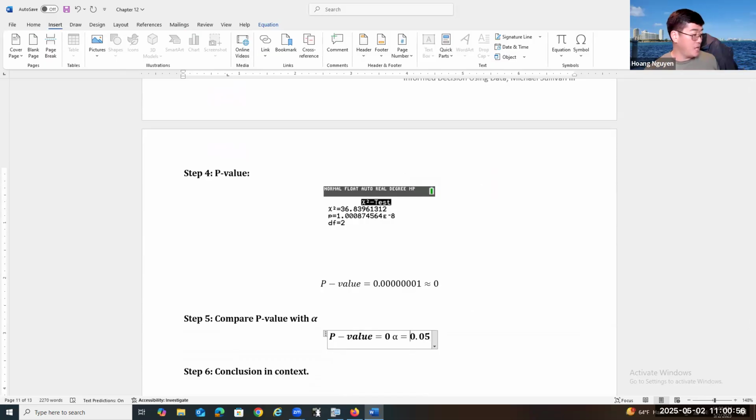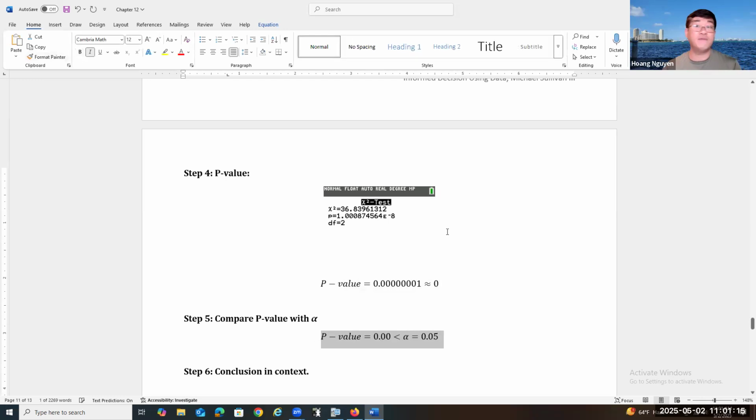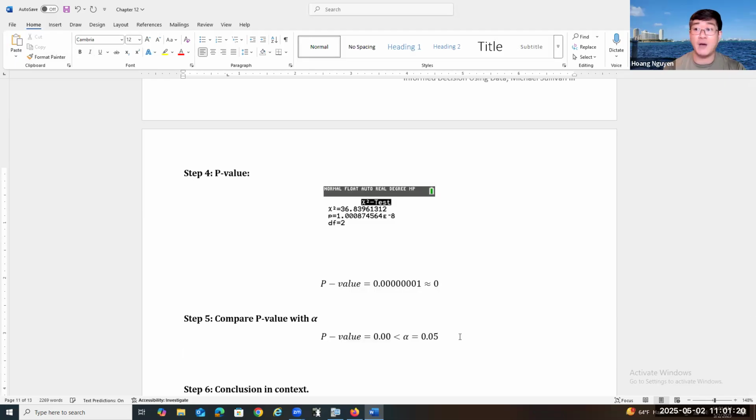Okay, so when you compare p-values and alpha, we can say that the p-value is less or more. So the p-value is actually less than alpha, right? The p-value is 0.00, so that's actually less than alpha. So if the p-value is less than alpha, then what is your conclusion? If the p-value is less than alpha, we will reject the null hypothesis, right? If the p-value is more than alpha, you fail to reject the null hypothesis.